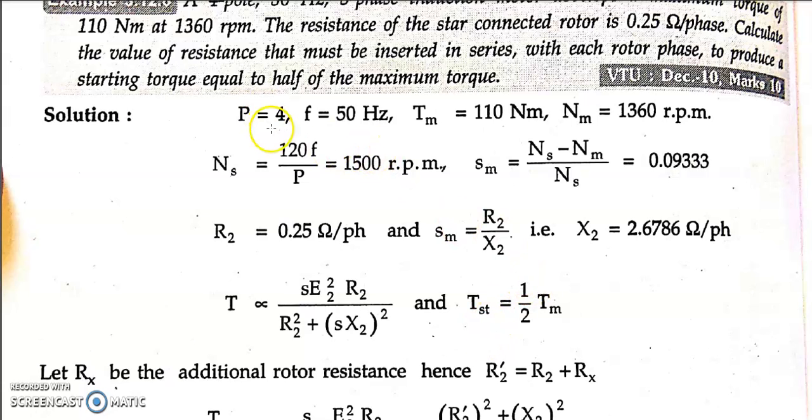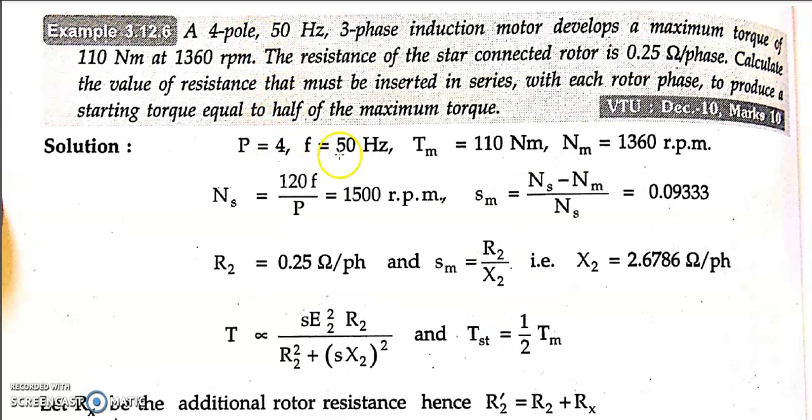You all know this already. P is equal to 4, frequency is 50, maximum torque is 110, N_m is equal to 1360. By default we need to calculate Ns, which is not a big deal. Calculate it by substituting the values, and S_m is equal to Ns minus N_m by Ns. We know N_m, so I will get the maximum slip. Once I know it, I know R2, but you don't know X2. You know the formula S_m equal to R2 by X2. Substitute the S_m value and R2 value, then you can get the X2 value.